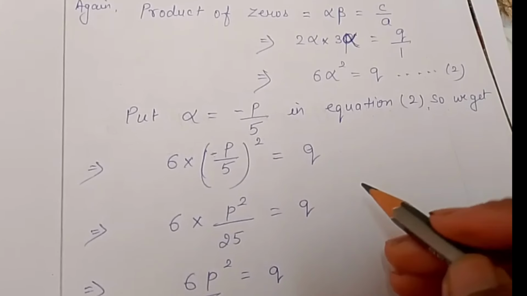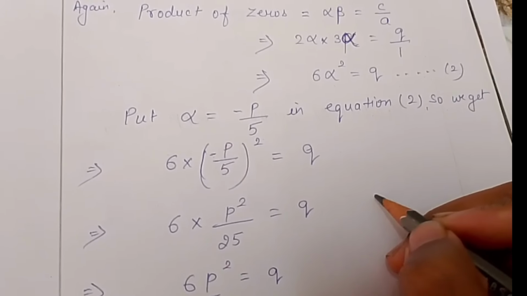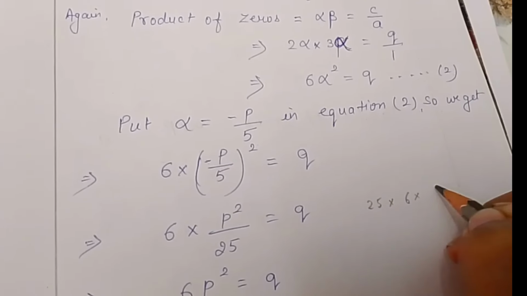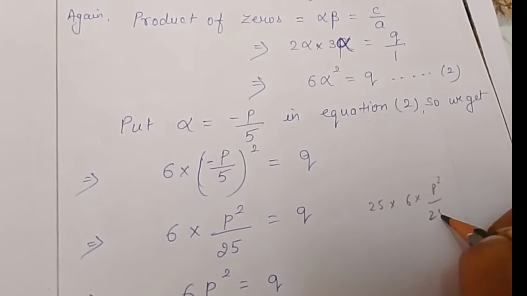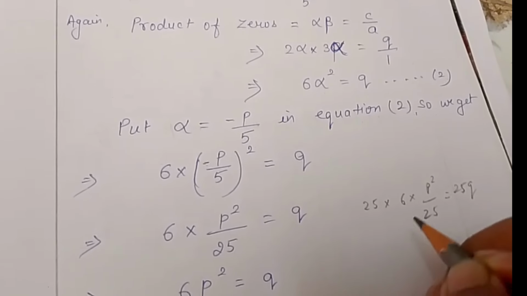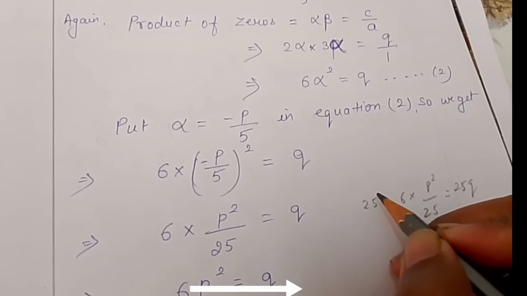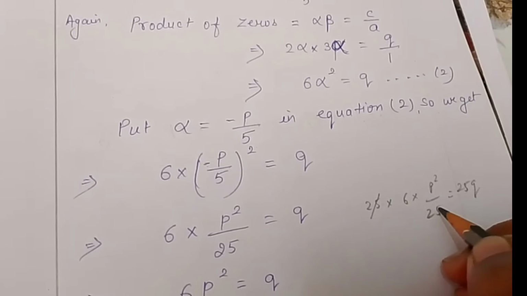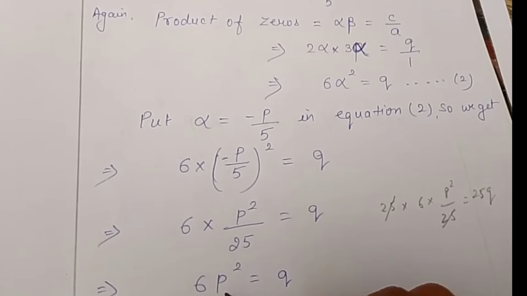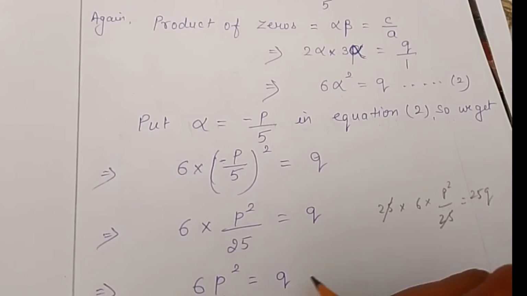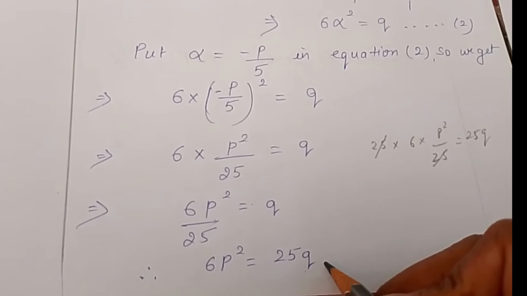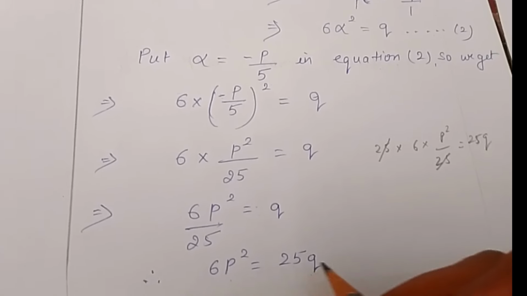Now multiply both sides by 25. So here the outside 25 cancels the denominator 25. Then it's equal to 6p² = 25q. This is the relationship between p and q.